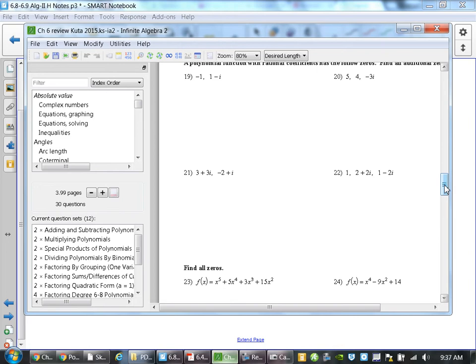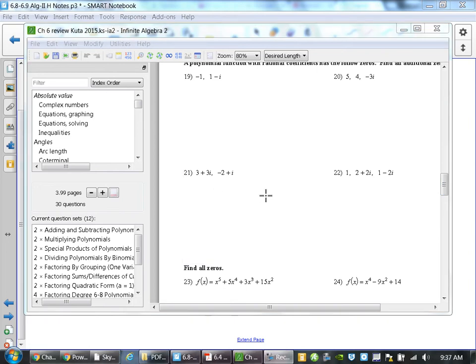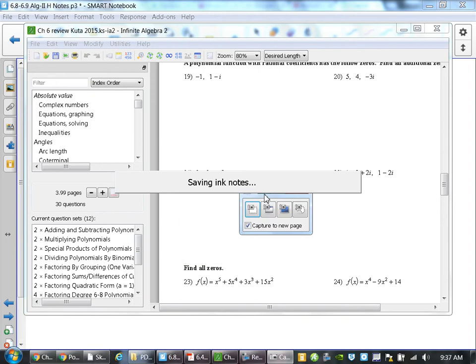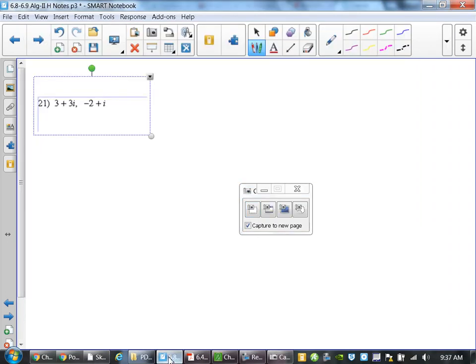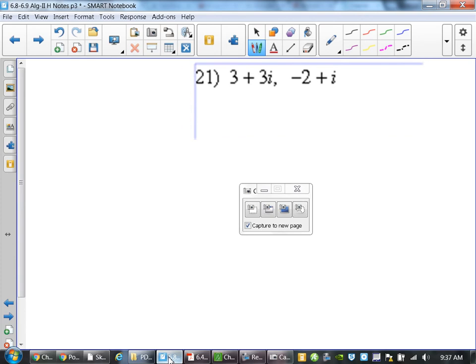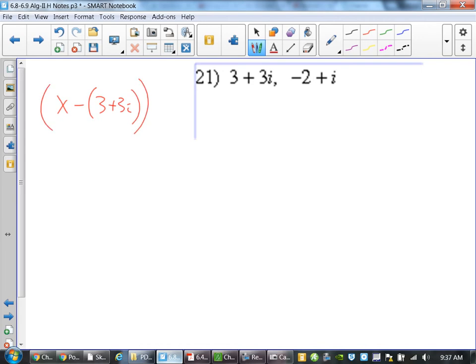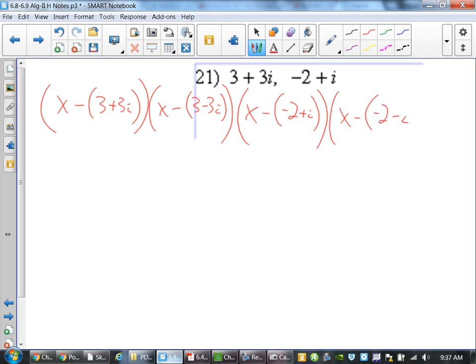I hate these. I love these. These are fun. If you have one, you're going to have the other, so you're going to have 4 terms here. So when all's said and done, you should have a 4th degree polynomial. You're going to have x minus the quantity 3 plus 3i, an x minus 3 minus 3i, an x minus the quantity negative 2 plus i, and an x minus the quantity negative 2 minus i.